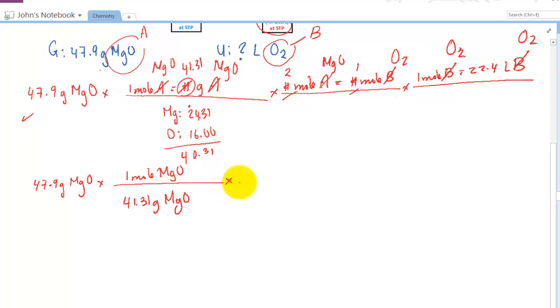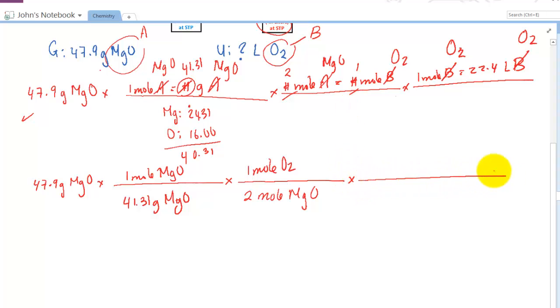Now we move on to the next conversion factor. Here we have moles of magnesium oxide, so we need to cancel that out. We look at this conversion factor right here. In this case, we have 2 moles of magnesium oxide, so that part is going to be on the bottom. And of course, the leftover part will be on top, 1 mole of O2. And we are done with that conversion factor, so we move on to the next one. Here we have moles of oxygen, so of course, this part will be on the bottom. We have 1 mole of oxygen, and the other part will be on top, which is 22.4 liters of oxygen.